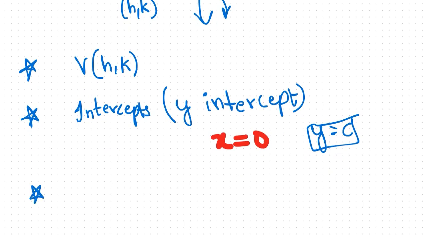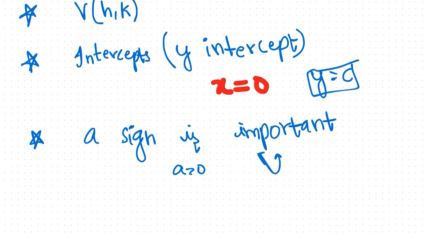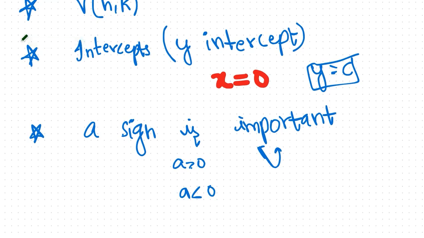Next, obviously, the sign of a is important. Can you tell me how it is important? To draw the graph, the sign of a is important. Why? It tells you if it's positive or negative. If it is positive, what happens? The graph smiles, it points upwards, it has a minimum. Negative means it goes down. So the sign of a is important.